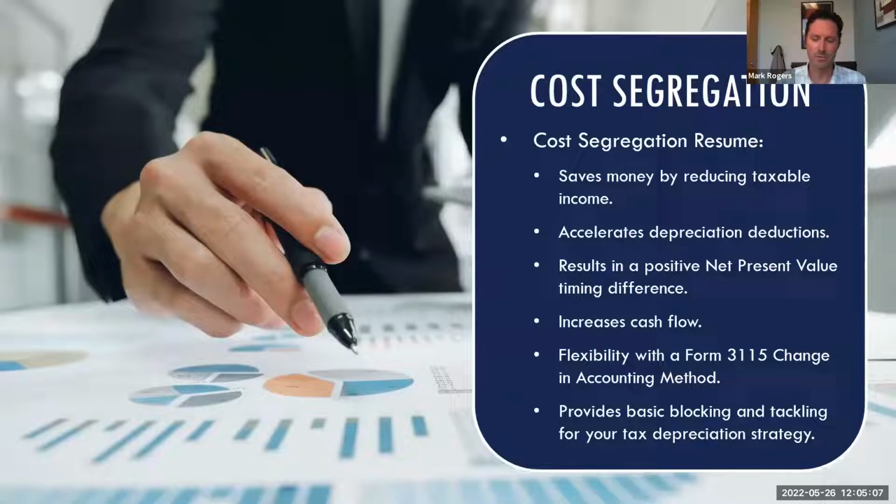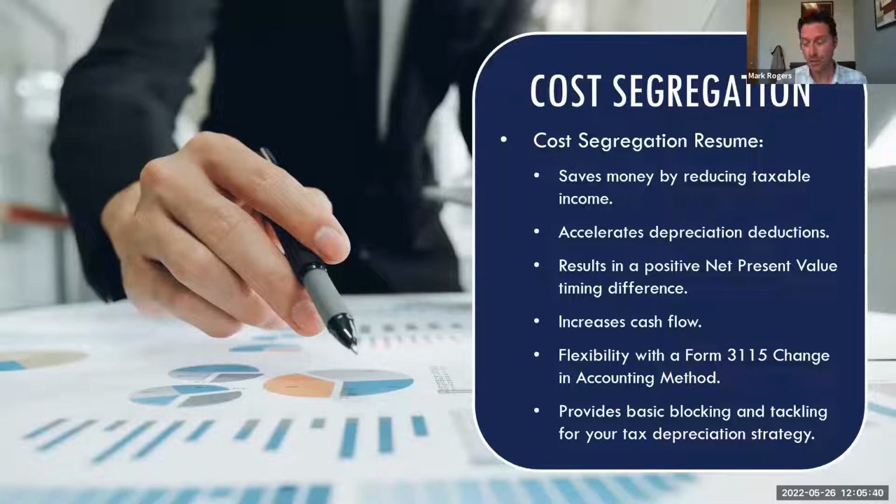It accelerates depreciation deductions. So without a cost seg, you'll be depreciating something over 27.5 years, so you get 1/27.5 each year. Cost seg will accelerate those into year 1, in some cases years 1 through 5. It results in a positive net present value timing difference. So again, you're going to get the whole deduction over 27.5 years. With a cost seg, you get your money sooner, and so you can reinvest that money and get a positive NPV.